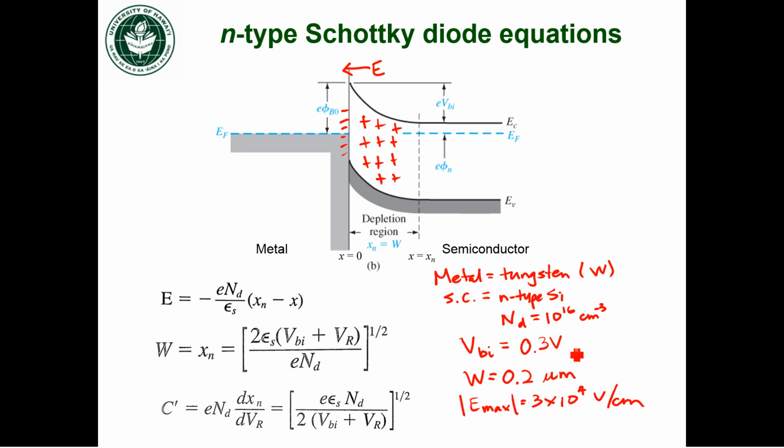You can see that the potential barrier, which is the turn-on voltage, is lower than for a silicon PN junction. The depletion region width is a little bit narrower as well.